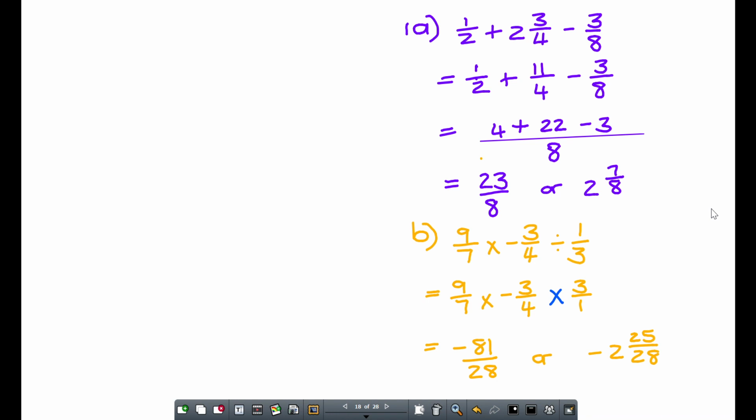Any questions at A? You will see that I first changed the mixed number to an improper fraction, and then after that I changed the denominator.